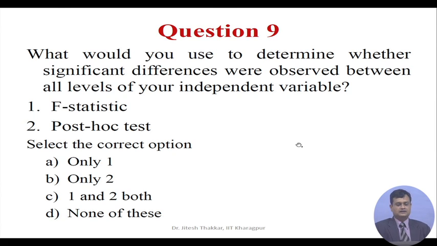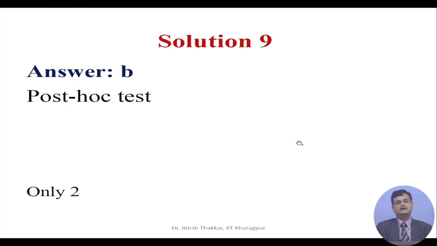Question 9. What would you use to determine whether significant differences were observed between all levels of your independent variables? 1, F statistic, 2, post hoc test. You can select the correct option from A only 1, B only 2, C 1 and 2 both, and D none of this. The correct answer is B, post hoc test, only 2.